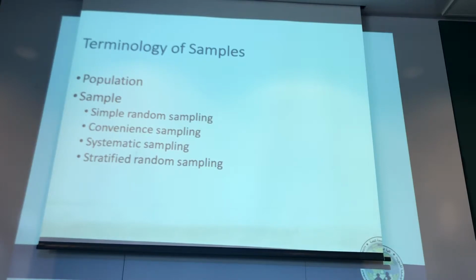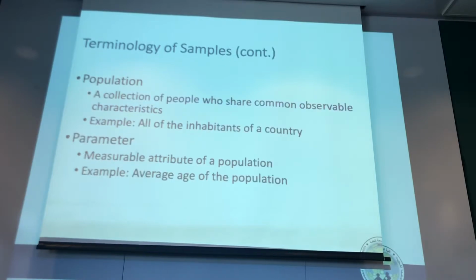So basically in cluster, I randomly pick among the seven years, I pick 3 randomly, and I sample everyone in that year. For stratified, I sample 10 students from each year randomly. So this is the fundamental difference between cluster and stratified.